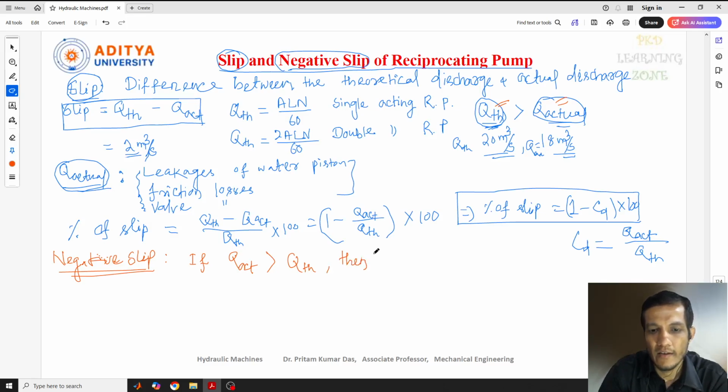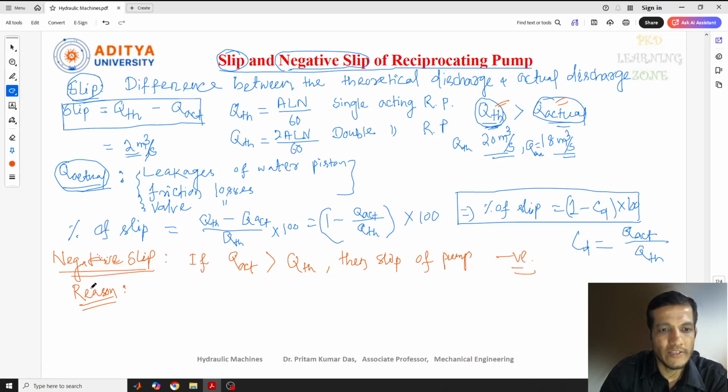When the actual discharge is more than the theoretical discharge, the slip of the pump becomes negative. That is called negative slip. So why does this negative slip occur? What is the reason for this? We need to consider a few reasons. When the delivery pipe is very small, when our delivery pipe is short, this is one reason. When the delivery pipe is very short, then negative slip occurs.